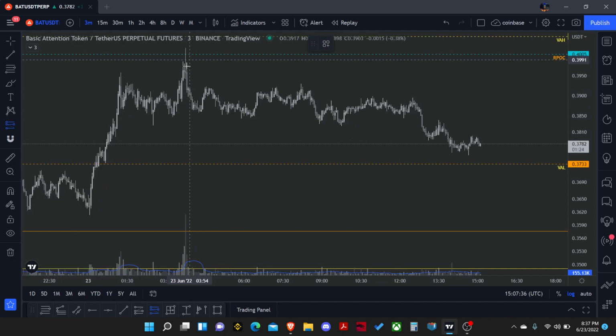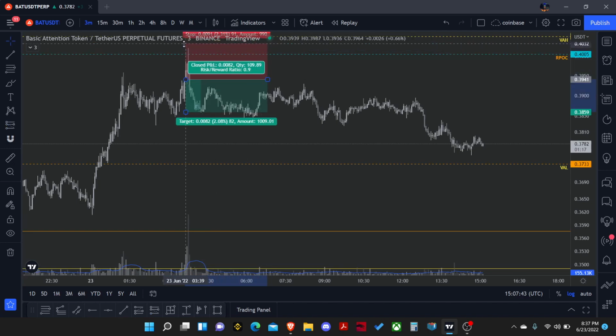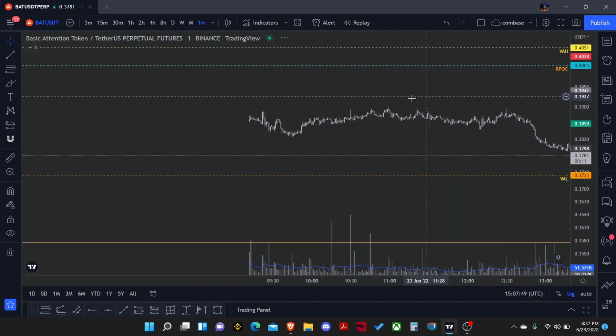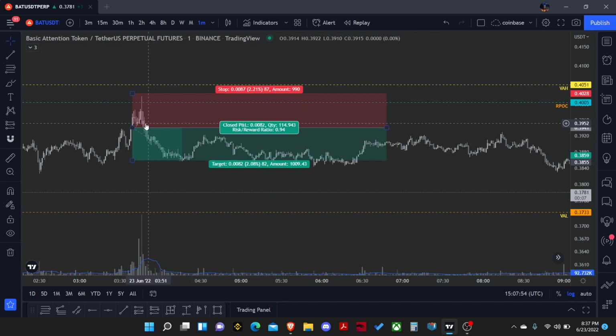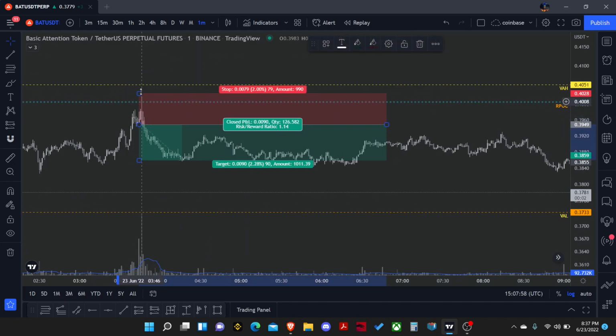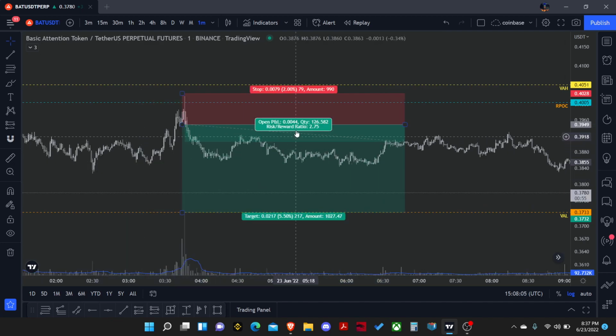So I would be waiting for price to get a range reaction, and I will set my risk reward ratio tool here, and I will be keeping my stop loss above it. Or I can go into a small time frame like 1 minute and see where the price closed. So price closed here, and my stop loss is here. My target would be the VAL. So it's giving me a nice 2.75 risk reward ratio.